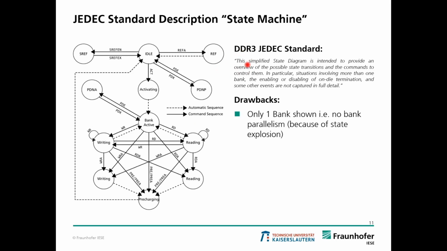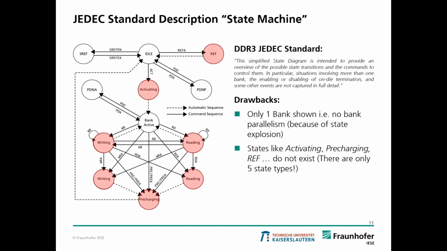So I don't want to go so much into detail here, but if you read already the sentence here, this simplified state diagram is intended to provide an overview of the possible state transitions and the commands to control them, in particular situations involving more than one bank. The enabling or disabling of on-die termination and some other events are not captured in full detail. So when you look at the state machine, you see already, okay, it supports only one bank. So DRAMs have nowadays 8, 16, 32 banks. So you cannot show the bank parallelism in this.